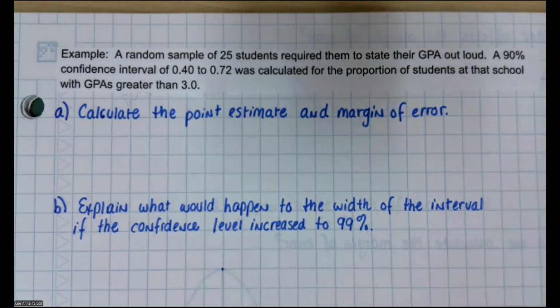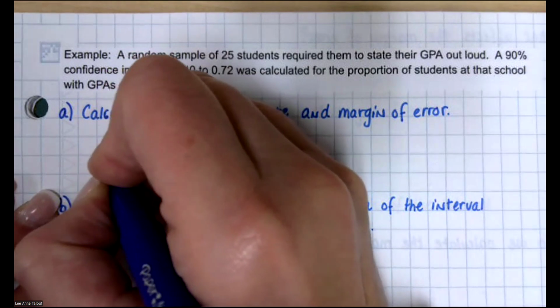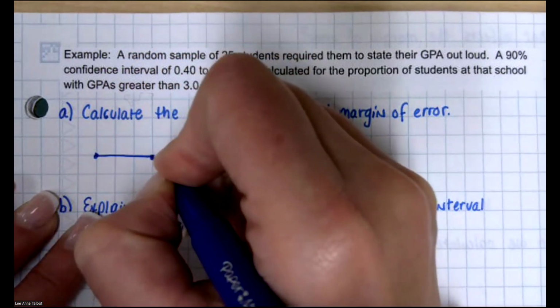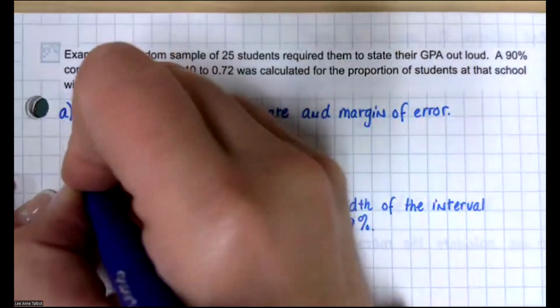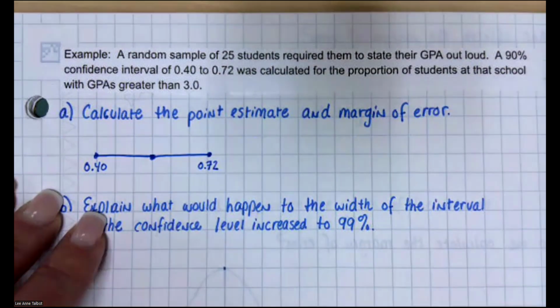All right. A random sample of 25 students was required to state their GPA out loud. A 90% confidence interval of 0.4 to 0.72 was calculated for the proportion of students at the school with GPAs greater than 3. So 40% to 72% had GPAs over 3. Calculate the point estimate and margin of error. Okay, that's easy.